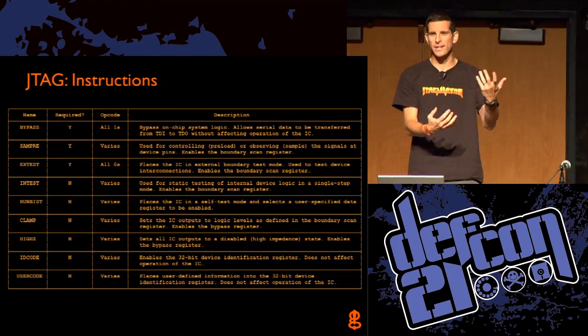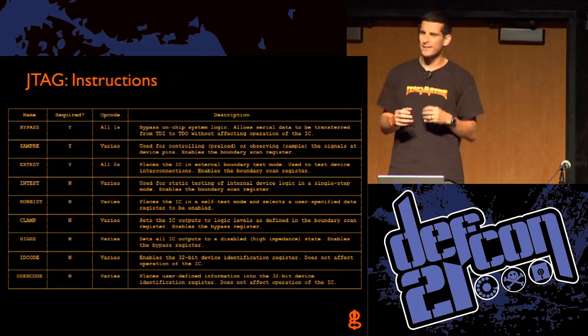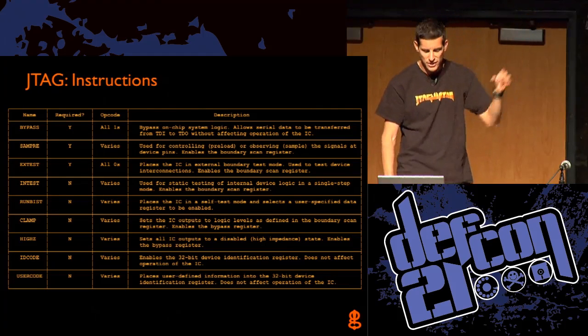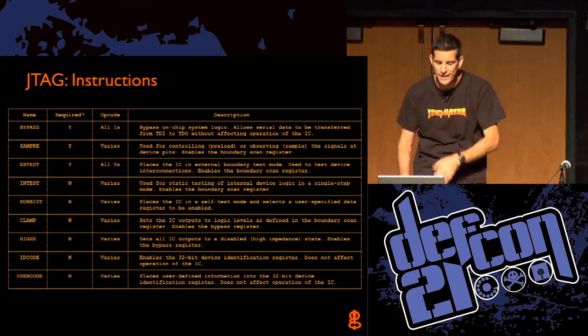Maybe they add extra data registers for other memory locations or for debug stuff, or a command to read memory or write memory. It's all vendor specific at that point. The things we take advantage of are the bypass command, which is just going to shift data in and out, and then the ID code command.